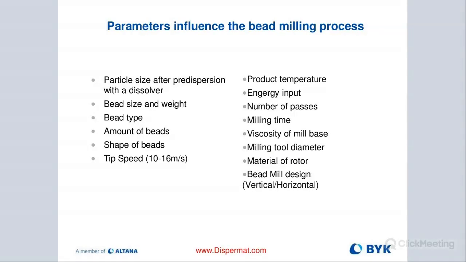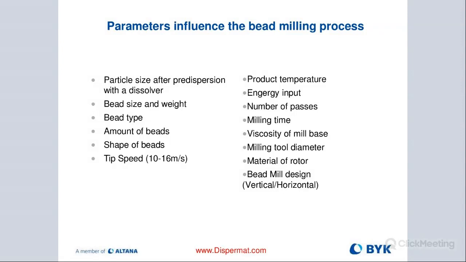So these are some of the key elements that are really important to remember when we're milling. Particle size after the pre-dispersion process with the dissolver, again, 10 microns is really your threshold there. We can't really go any lower when we're not properly breaking up the particle size. Bead size and weight, again, kinetic energy. We want to use the right size beads. The bead type, stay away from glass.